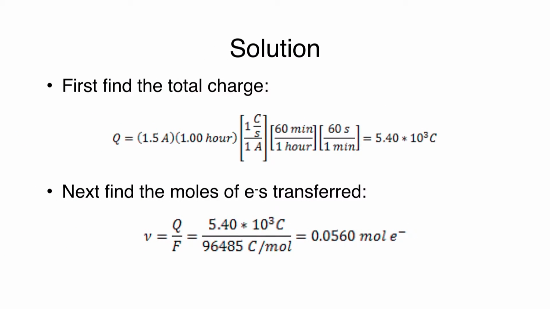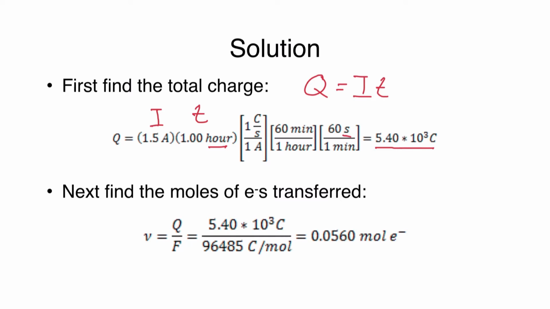First, let me find the total charge. The way that I'm going to find the charge is by saying that the total charge Q is equal to the current multiplied by the time. Q equals It. I know that the current, I, is 1.5 amps. The time is 1 hour, but I have to do some conversions. I know that 1 amp is the same as 1 coulomb per second, and then I want to convert from hours to seconds. There are 60 minutes in 1 hour and 60 seconds in 1 minute. If I work all this out, I get 5.4 times 10^3 coulombs.